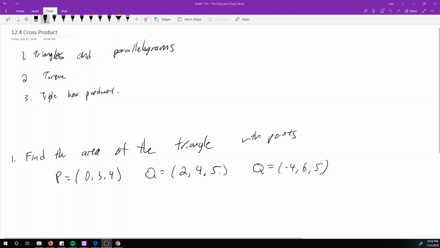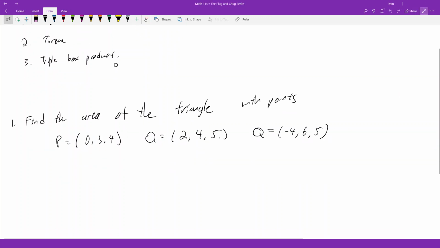So let's talk about this first type of problem, where we want to find areas of triangles and parallelograms. The first problem is to find the area of the triangle with these points, P, Q, and R. So what does this look like?